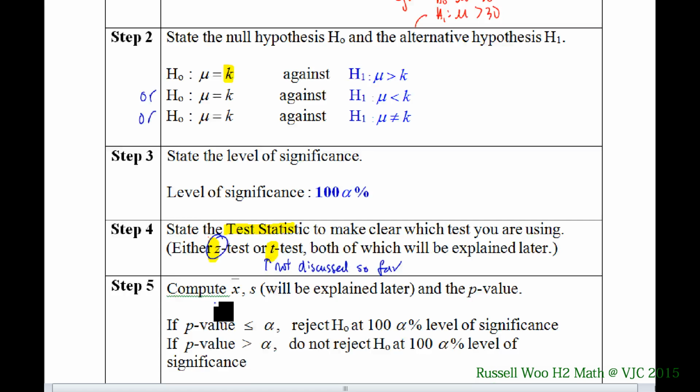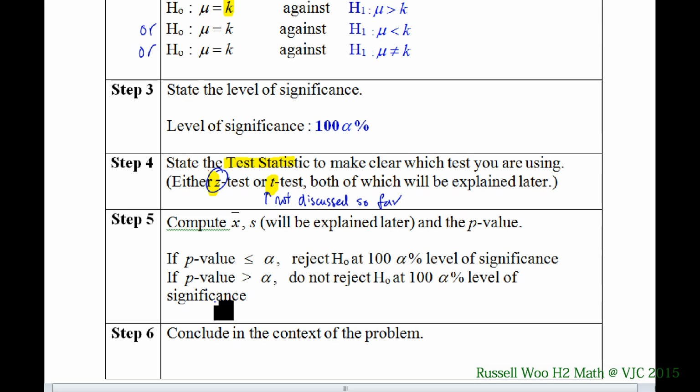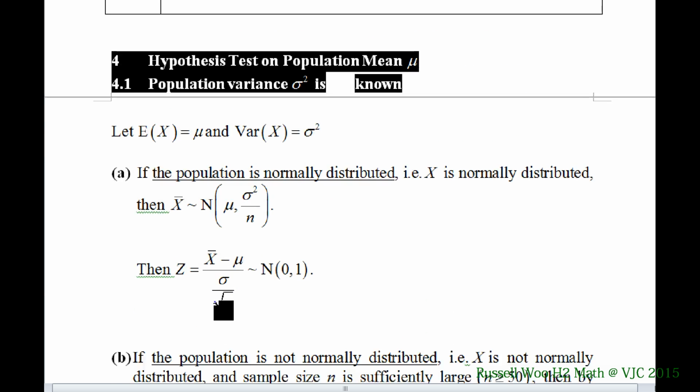As I will explain later, then you do some decision making. This is decision making time. If the P value is small, then you reject. If the P value is big, compared to the level of significance, then you do not reject. Then finally, step 6, conclude. Done. Let's go on a bit more.